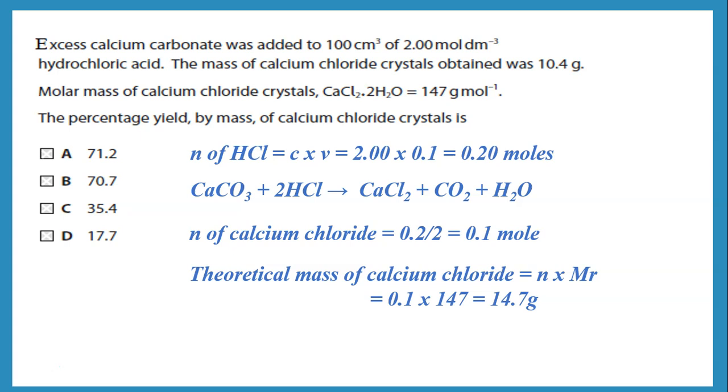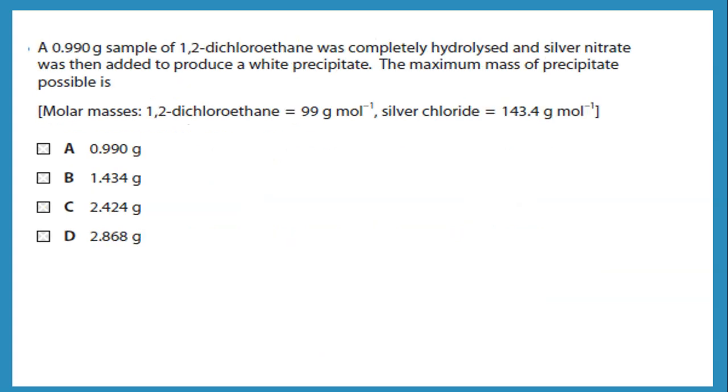But how much was actually obtained? He says the mass of calcium chloride obtained was 10.4. So the percent yield is the actual yield obtained, 10.4, over the theoretical yield according to the calculation times 100, and that indicates that we had 70.7% yield. This question says 0.99 gram sample of 1,2-dichloroethane was completely hydrolyzed and silver nitrate was then added to produce a white precipitate.